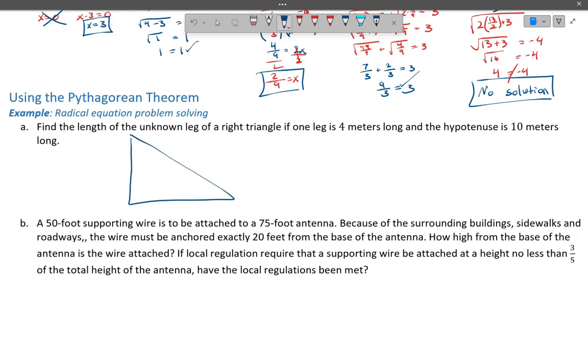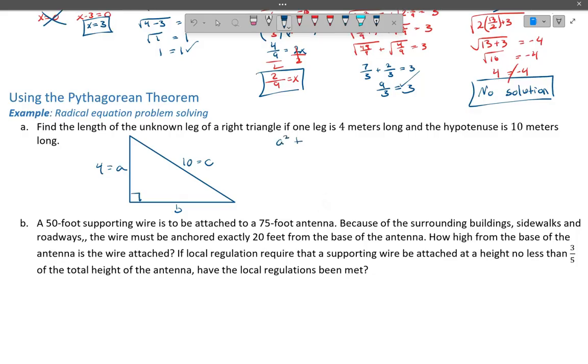So we're going to start by drawing a right triangle. And it doesn't matter which leg we label as A or B. So we'll just say that this one is 4. B we don't know. And then our hypotenuse is 10. We always label our hypotenuse as C. The hypotenuse is the longest side. It is always opposite the right angle.